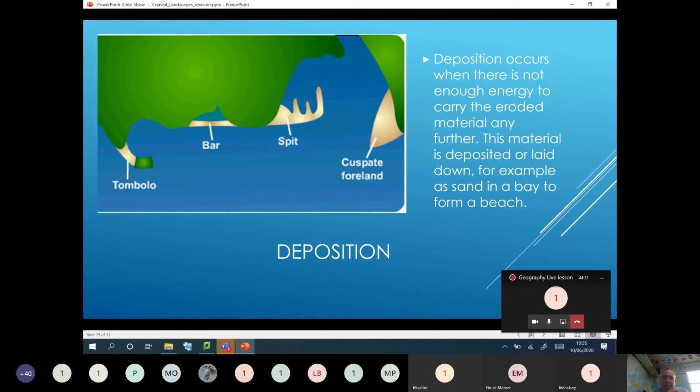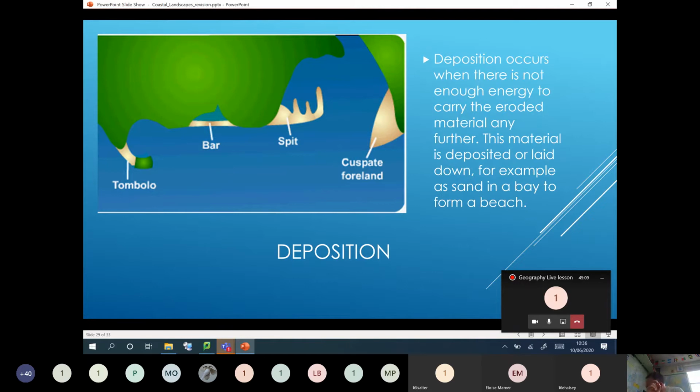So if you could be adding these labels to your diagram, bar and spit, in reality, are probably the two that you're going to need to know. A tombolo is really just a spit that joins a headland up to an island, and you won't need to look at cuspate forelands, but we'll put it in there anyway, why not? But the two you need to focus on and need to know about for your exam are bars and spits.